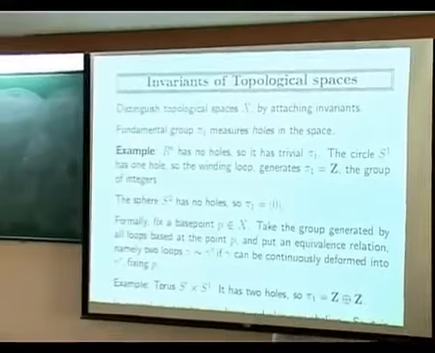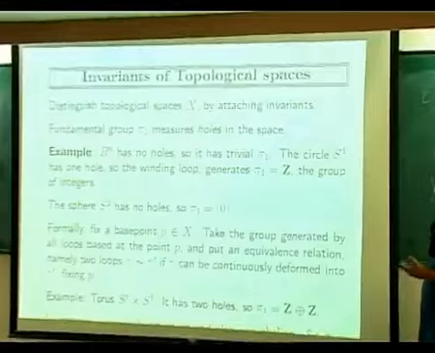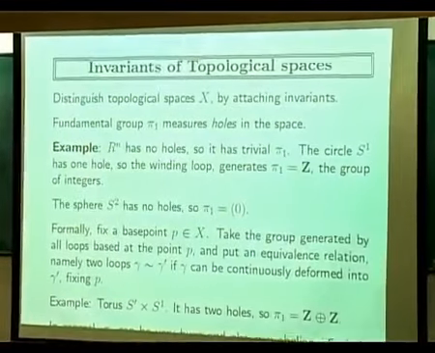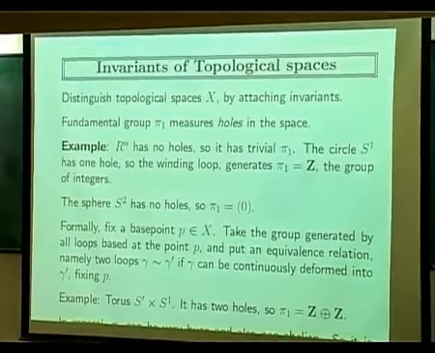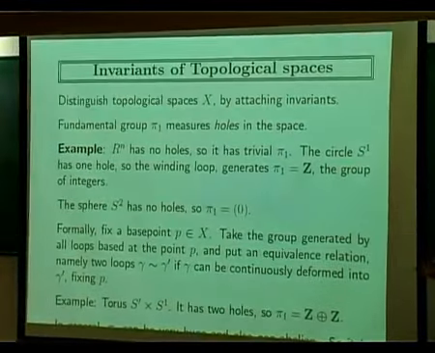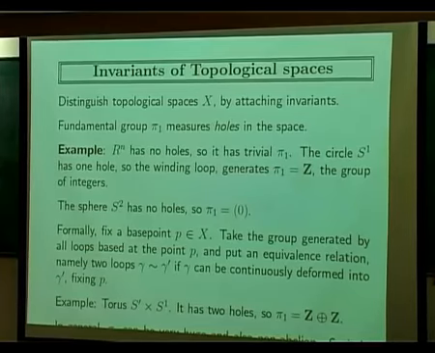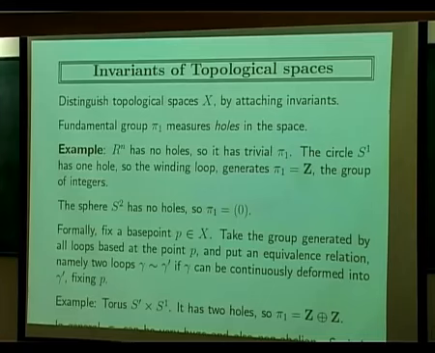Now if you look at a sphere, this picture, this is the empty sphere, not the filled sphere. Again it has no holes, so we say that the fundamental group is trivial. Formally we want to say what it means for something to be a hole or not. You start with any topological space, you fix a base point, and you look at the group generated by all loops based at the point P.